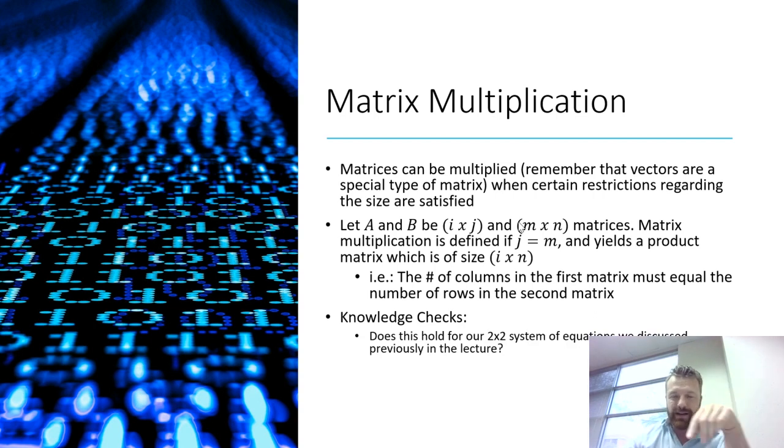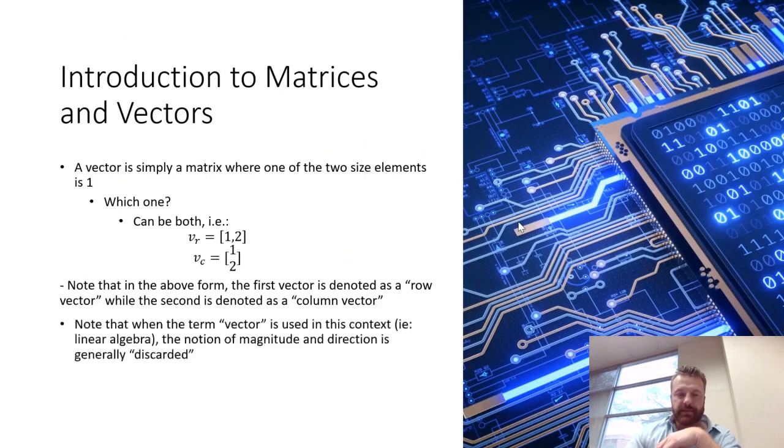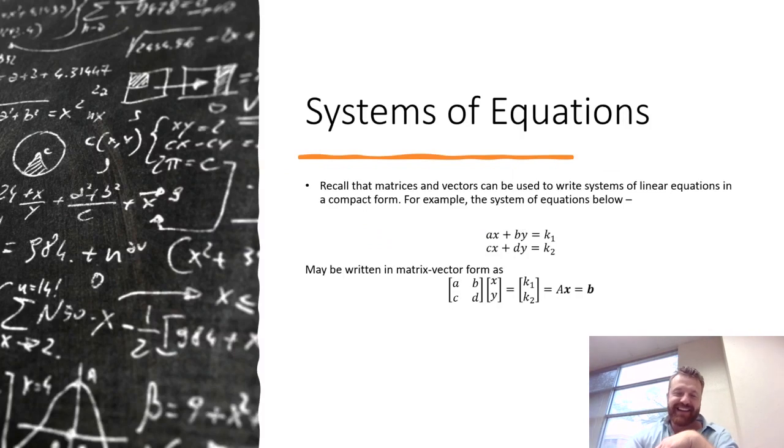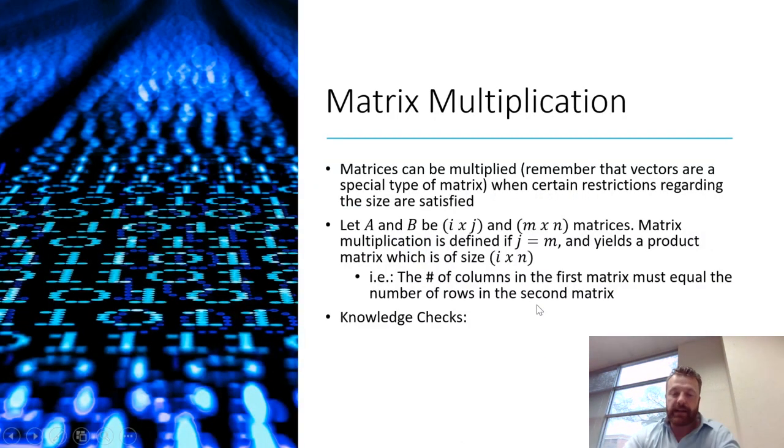So just to check, does this hold for our 2 by 2 system of equations we discussed in the previous lecture? Well, think about it. The coefficient matrix there was 2 by 2. The unknown vector was 2 by 1. So the 2's match on the inside, and we should get a 2 by 1 on the outside, which we did for our constant vector. Just to show you what I mean, let me back up here. You have a 2 row by 2 column matrix being multiplied by a 2 row by 1 column vector. So a 2 by 2 times a 2 by 1, since the inner 2's match, will be 2 by 1. That is exactly as we would expect.